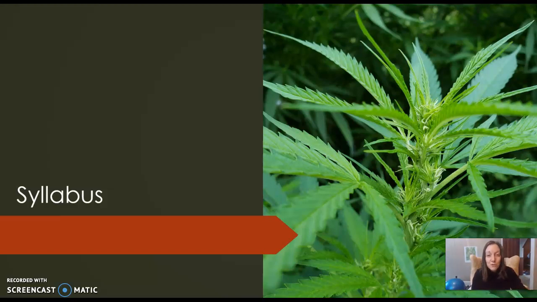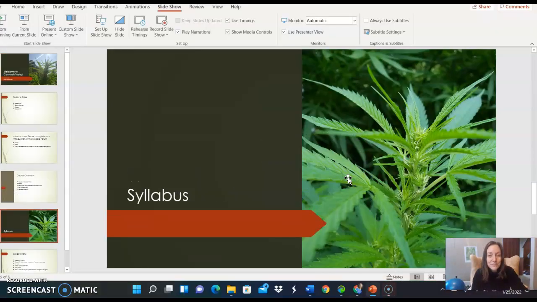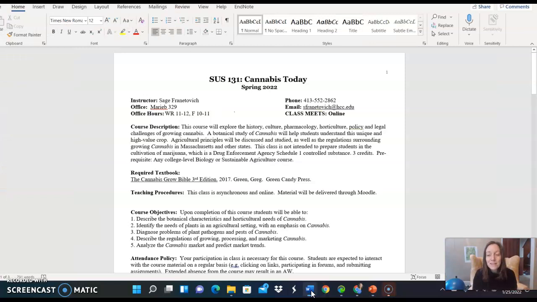So I am going to jump over to the syllabus right now. Bear with me. There we go. The syllabus is posted as a page on Moodle, so you can see it. But I just want to point out some of the important pieces here. This is going to be a botanical study of cannabis, as it says right in here, to help students understand this unique and high value crop. If you're interested in agriculture and you want to make some money, cannabis is a good way to go. We'll look at growing cannabis in Massachusetts and other states. Hopefully we'll have some guest speakers come in.